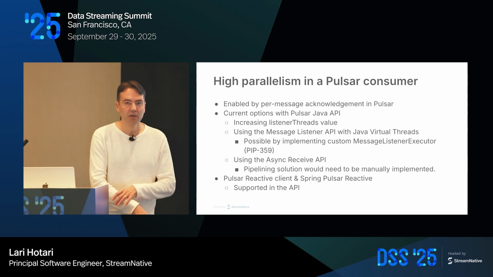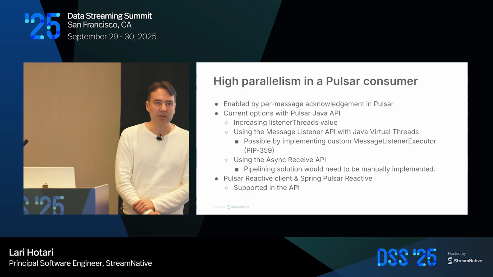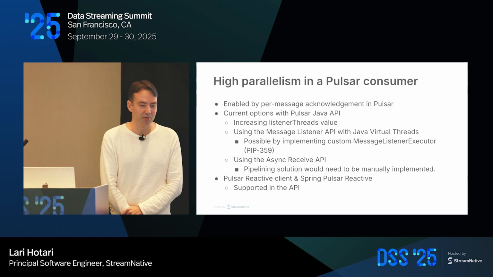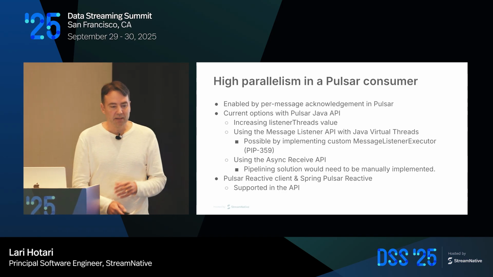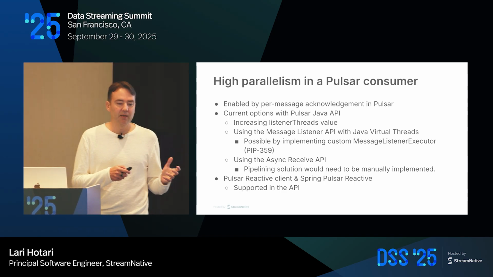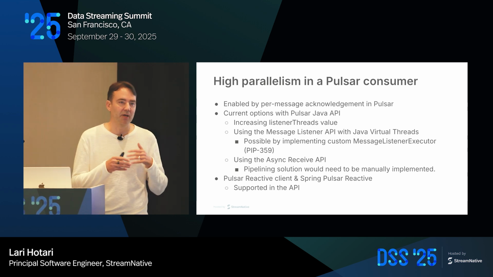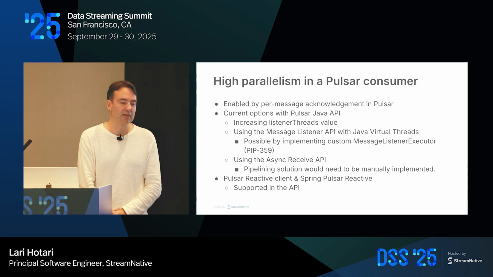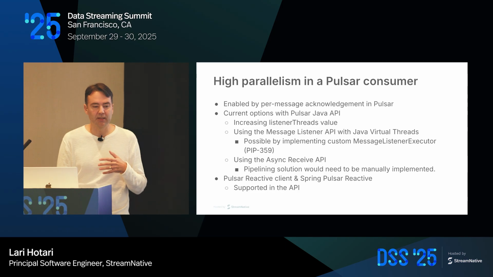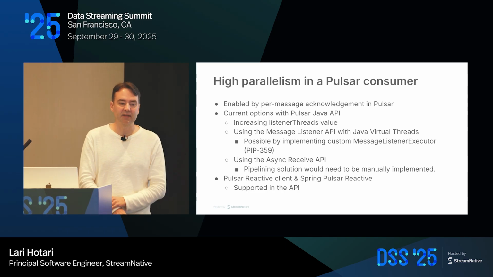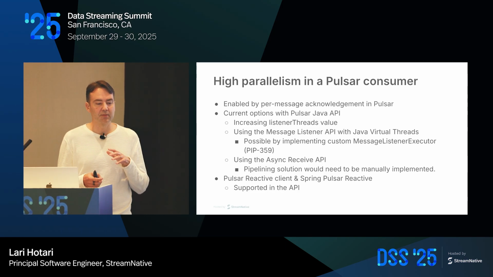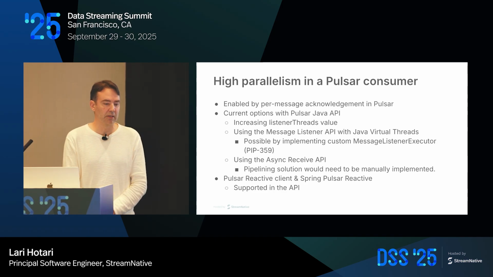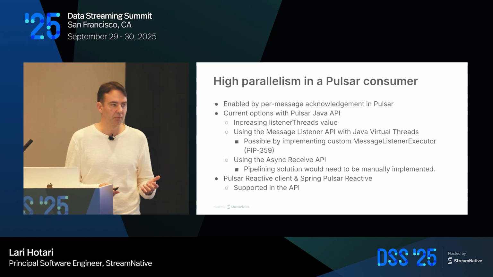So this PIP 359 makes that possible. And hopefully we'll have time to show a little bit of code on how to implement this. Then there's the option to use the async receive API, but in that case, you'd have to implement the pipelining solution to keep the messages in order and process only one at a time, like in custom code. And then there is the Pulsar Reactive client, and Spring Pulsar Reactive. That API supports this pipelining and configurable concurrency level for key-ordered message processing.